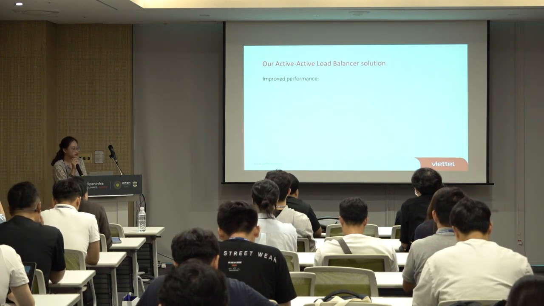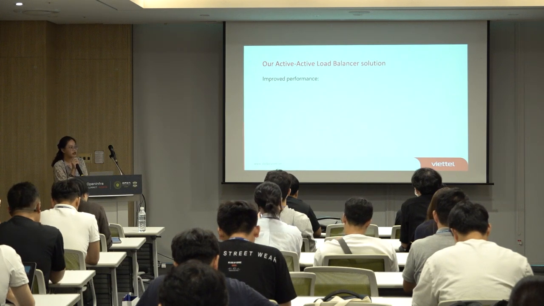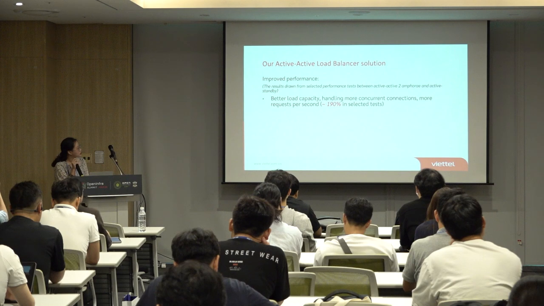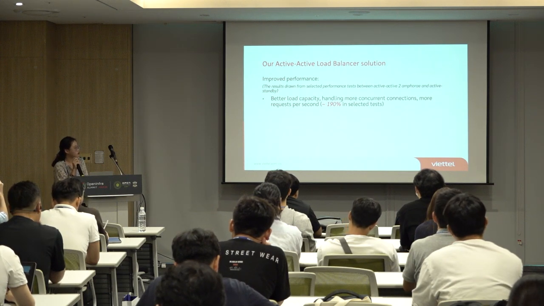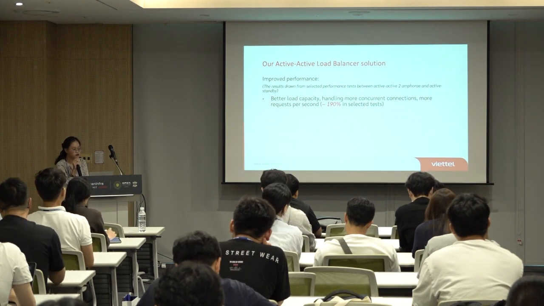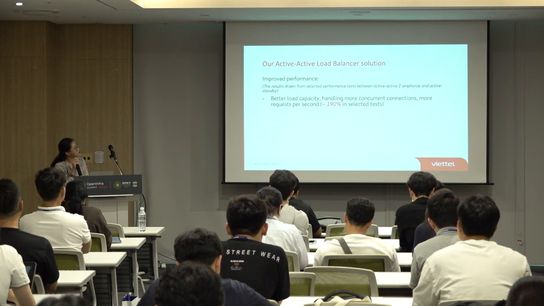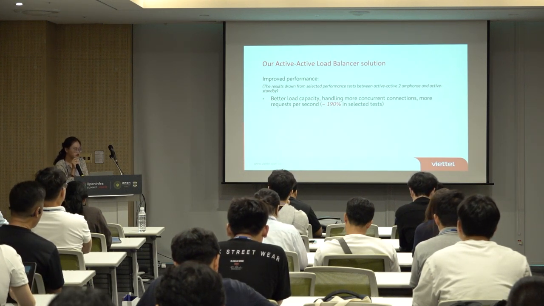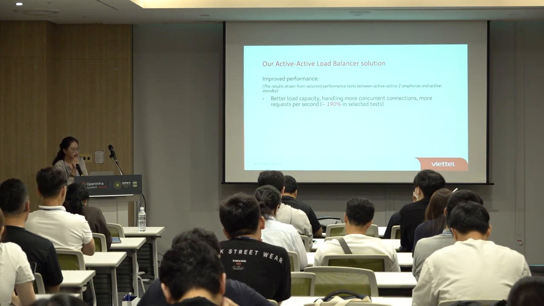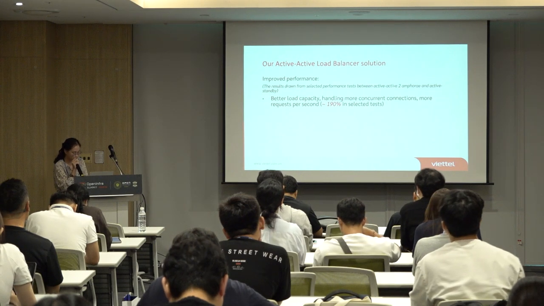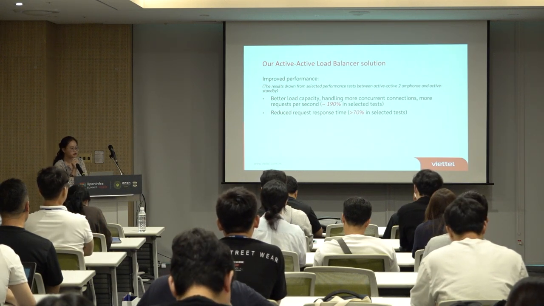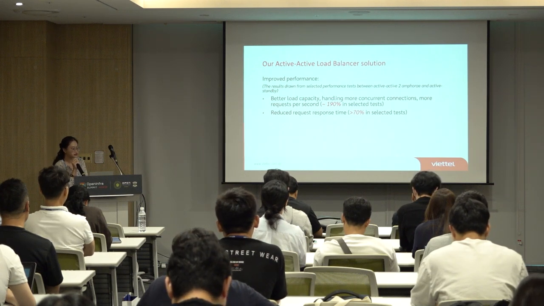We have conducted a benchmark to evaluate the performance improvement provided by active topology. The results show better flow capacity, handling more concurrent connections and more requests per second with the active Amphora load balancer. The efficiency is about 190% compared to active standby topology in selected state, and it reduces the request response time by more than 70% compared to active standby in selected state.